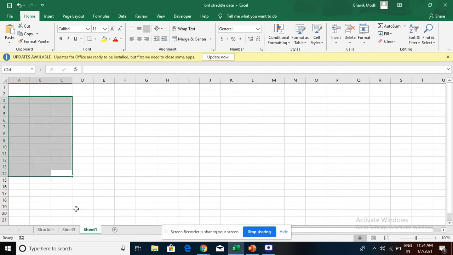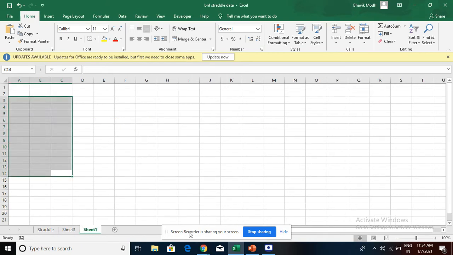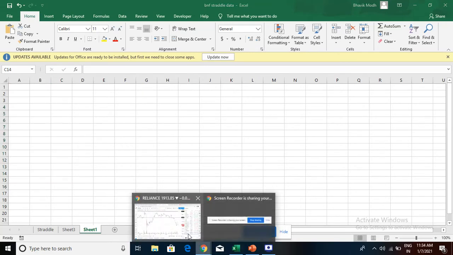You can make a sheet for recording data like this. I'm making this in Excel. It's okay. I made one here also, which I can show you. So you can make this, but don't stretch it. I hope you got my point.